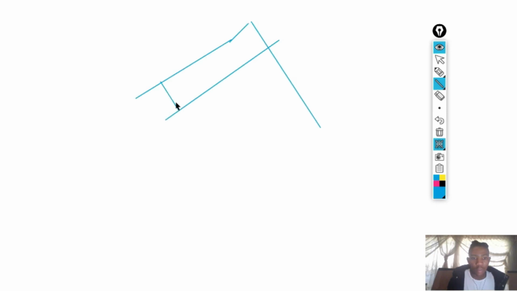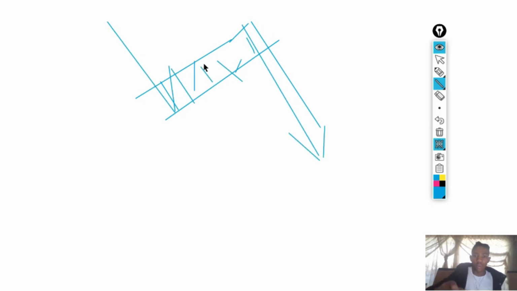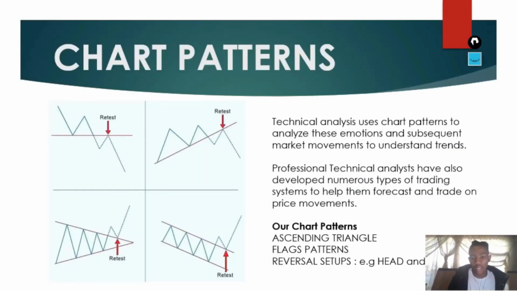So basically what a flag will look like is something like this. The market will come from a buy and play around here and shoot down. If you look closely, it's like a flag. This is the setup we use. So these are the most important things.